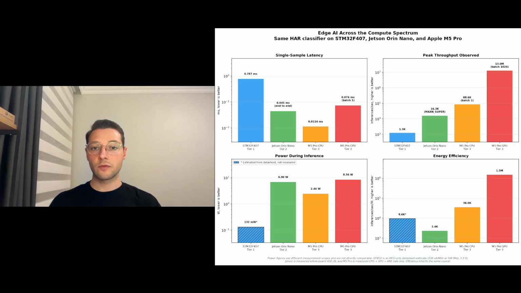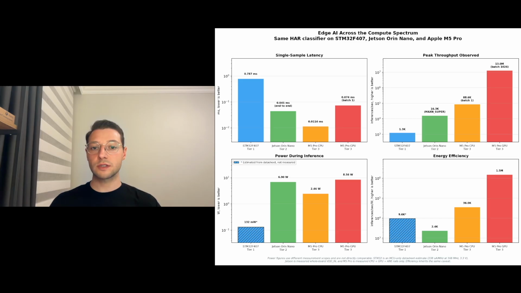Accelerators only pay off when a single call carries enough arithmetic to cover the cost of dispatching it. This classifier performs 38,000 multiply accumulate operations per inference, while MobileNet V2, which ran on the Jetson GPU in Tier 2 without any timing instability, performs roughly 300 million. The threshold sits somewhere between those two figures and was not measured in this project. Below it, the CPU wins on every platform I tested, and the specialized silicon remains idle.